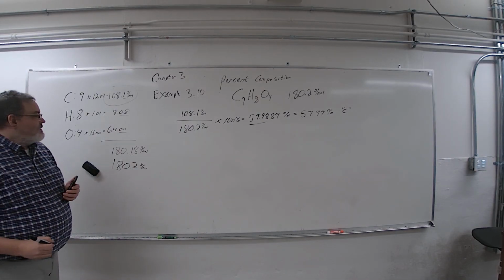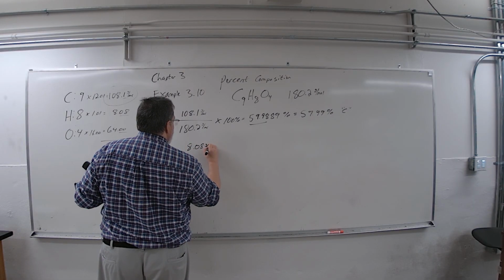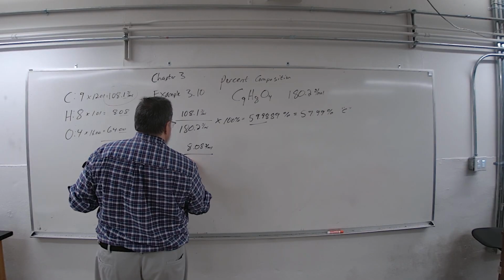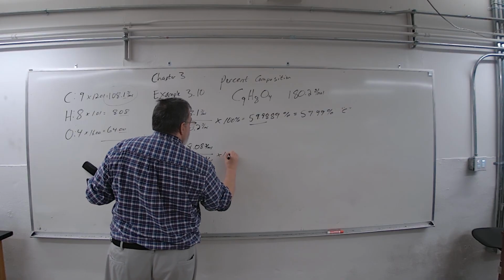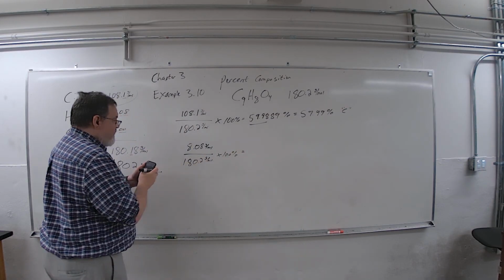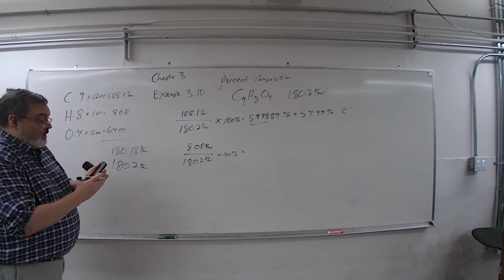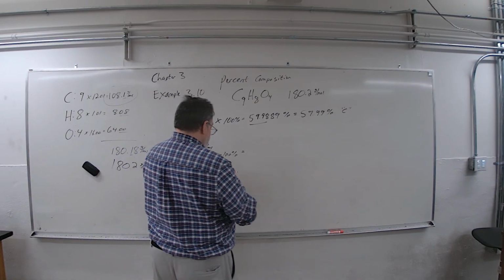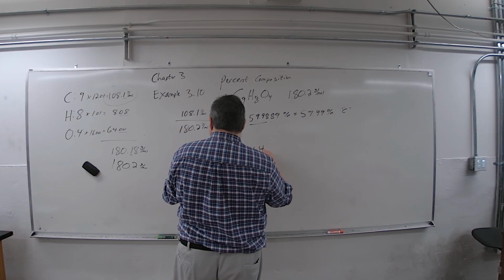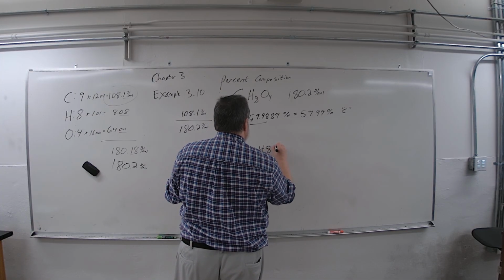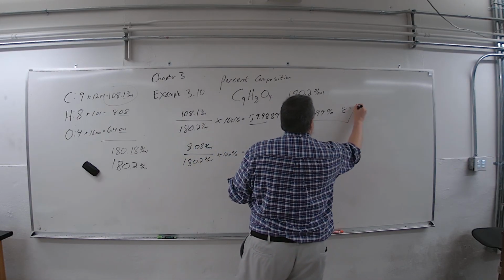So the rest of this just looks the same as the previous problem. 8.08 grams per mole for hydrogen. Total weight is 180.2 grams per mole times 100%. 8.08 divided by 180.2 times 100. That was 3 significant figures, so I'm going to stop there. So I've got that for hydrogen, and I got this for carbon.